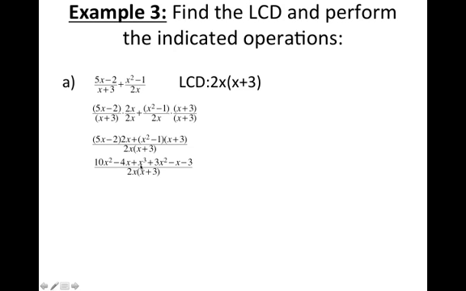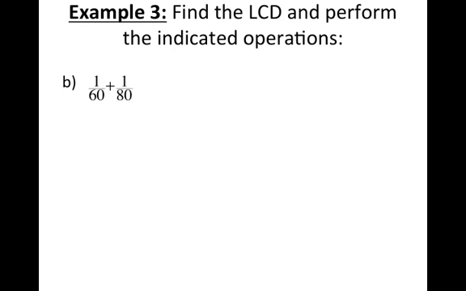So now let's write the numerator in standard form and combine like terms. So I'm going to have x cubed plus 10x squared plus 3x squared gives me 13x squared. Negative 4x minus x gives me negative 5x, and then minus 3. You look to see if you can factor it. We can't, and so the numerator and denominator are relatively prime to each other.